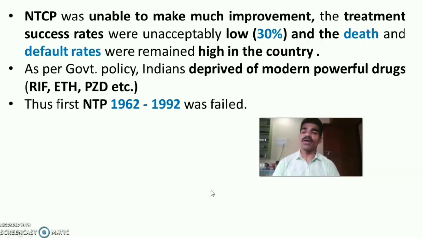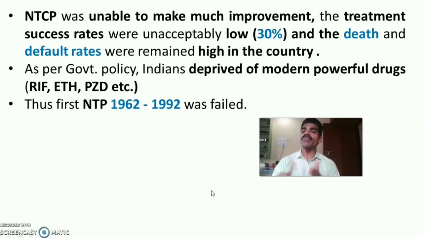Thus the National Tuberculosis Control Program was unable to make much improvement in the treatment and control of tuberculosis in India. Treatment completion was very low, at 30%, there were more deaths among TB patients, and the default rate, that is, discontinuation of treatment during the complete course, was also high in our country.